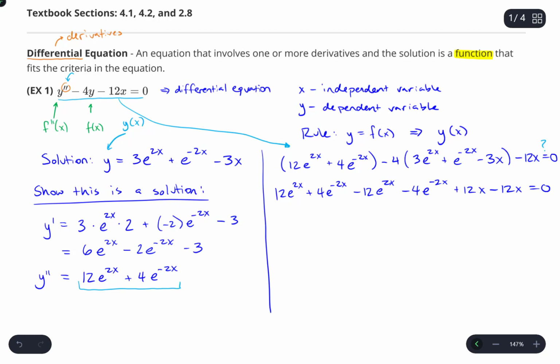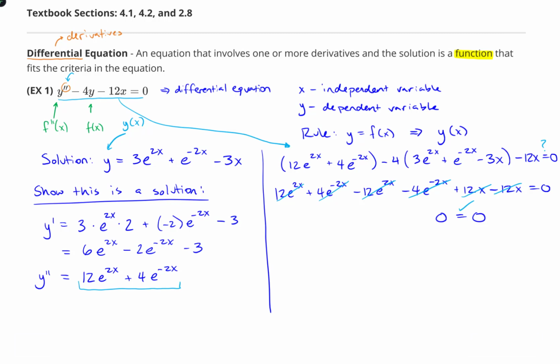And now, if you look, we've got a lot of things that cancel. 12x and negative 12x certainly cancel. Positive 4e to the negative 2x, negative 4e to the negative 2x, and these two terms. Those all cancel out to 0, so that means the entire left-hand side of this equation is 0, and the right-hand side is 0, so therefore, this checks out, and this is, in fact, a solution to the original differential equation.